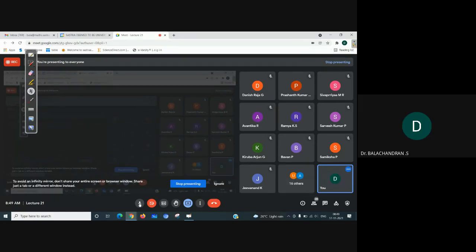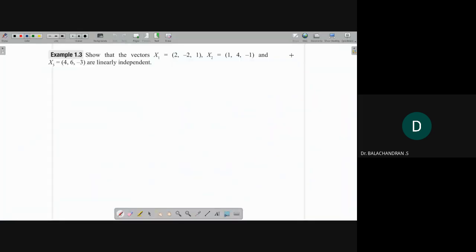Okay, so yesterday I gave three practice problems. Please check whether I gave this problem. Show that the vectors x1 = (2, -2, 1), x2 = (1, 4, -1), and x3 = (4, 6, -3) are linearly independent.